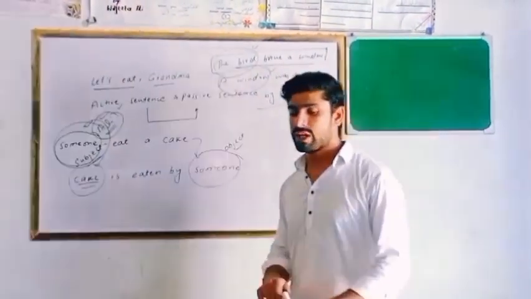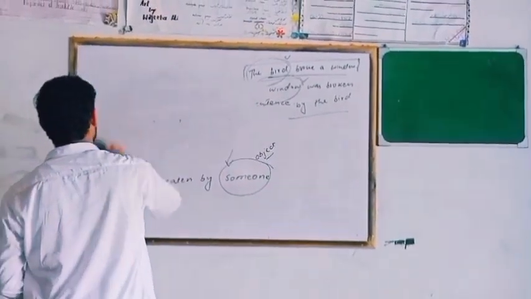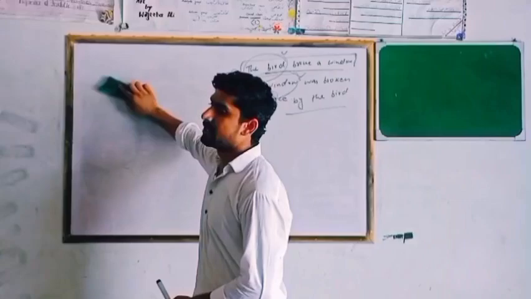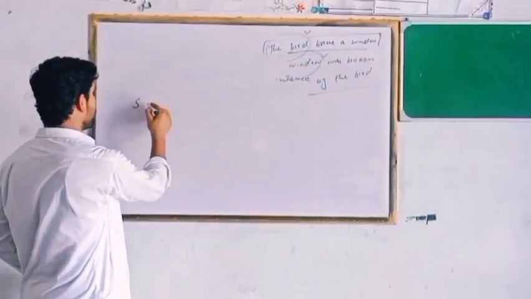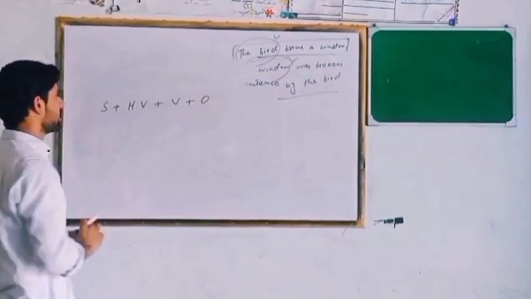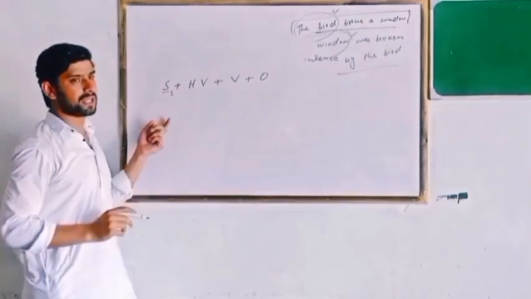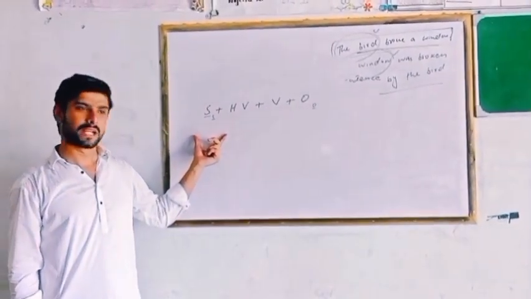For this, we are going to use a structurized method. We are going to see what is the structure of an active sentence and what is the structure of a passive sentence. So, for an active sentence, we use this structure: subject plus helping verb plus object. And in this active sentence, for subject we use subjective case. For object we use objective case.